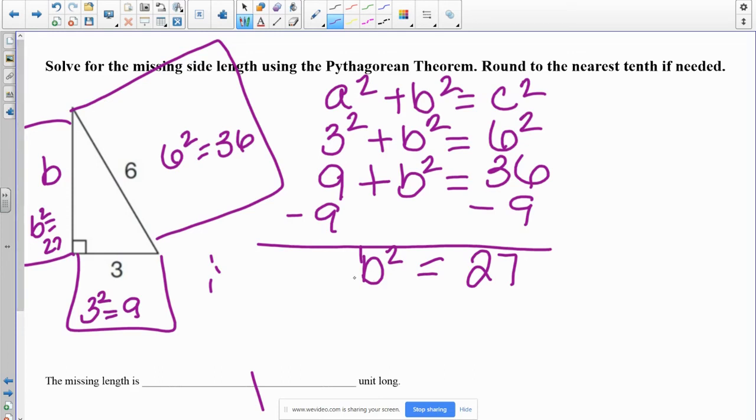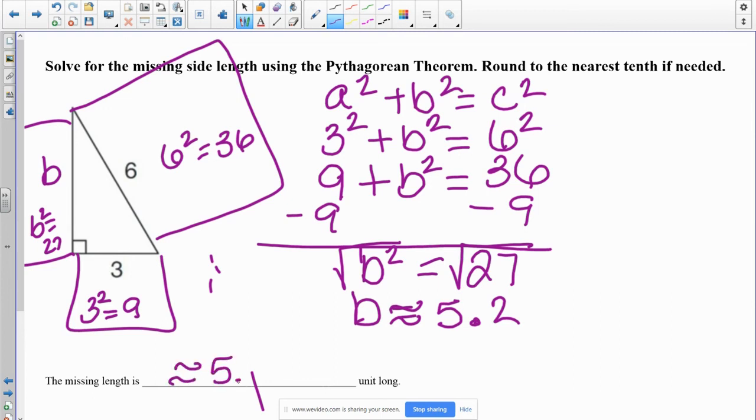To get rid of the square, the opposite or the inverse is to square root. So we end up with b, and we're going to type that in our calculator. Again, it's not a whole number, which means it's irrational because it doesn't terminate. So again, we have to round to the nearest tenth because I don't want to write all those numbers down. And it ends up being approximately 5.2. So the missing length, which is a leg, is approximately 5.2 units long.